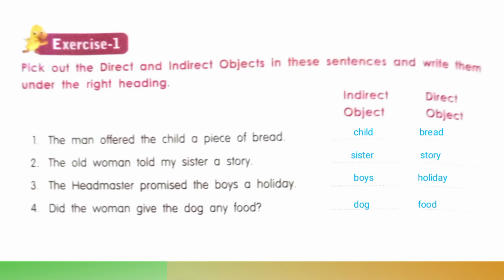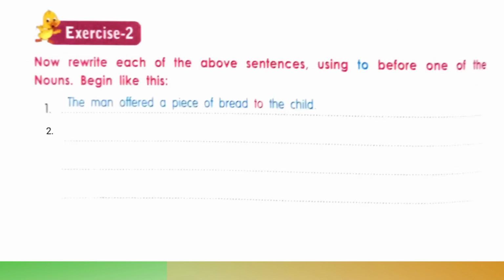So, you understood, children? Please work out this exercise in your textbook itself. Alright, children? There is exercise 2 in your textbook. Now, rewrite each of the above sentences using "to". You have to use "to" before one of the nouns. Begin like this. For example, one is done for you, children. The other exercise you will work out in your textbook.